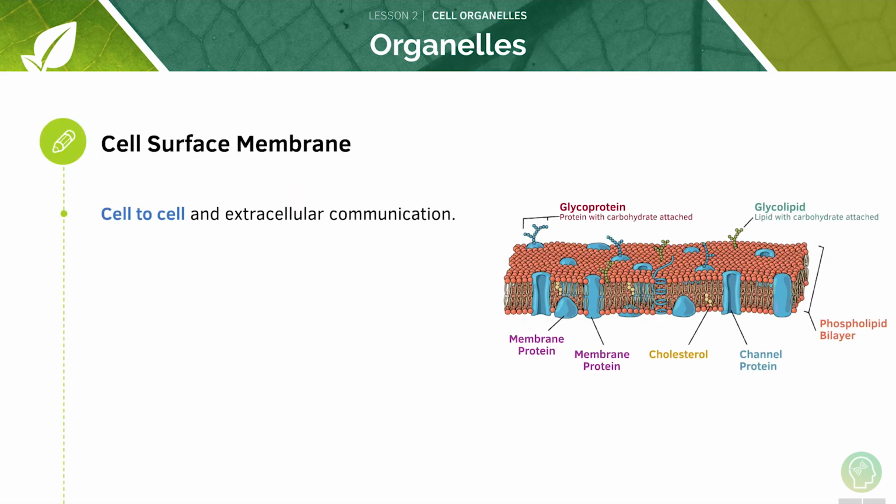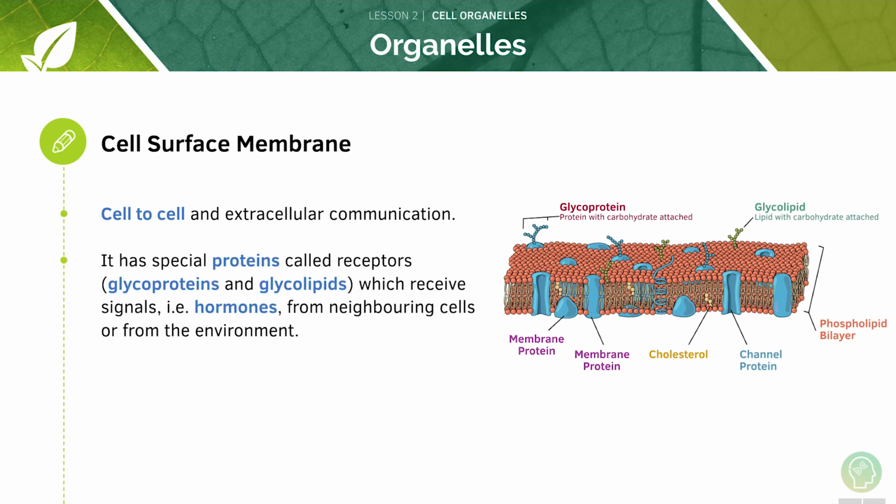The cell surface membrane can help with extracellular communication, or communication between cells. It has special proteins called receptors, which are glycoproteins and glycolipids, which can receive signals, such as hormones, from neighbouring cells or from the environment. They relay these chemical messages to the inside of the cell to initiate specific responses related to these messages.